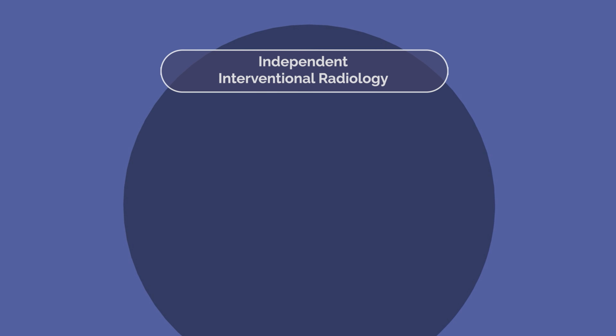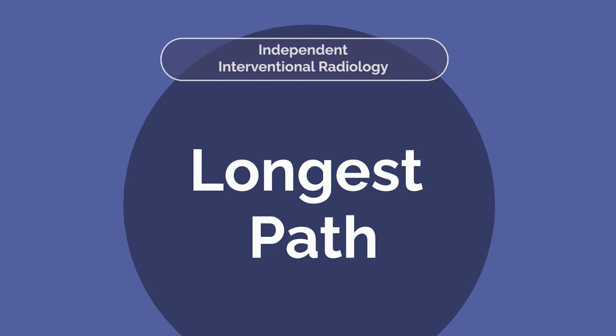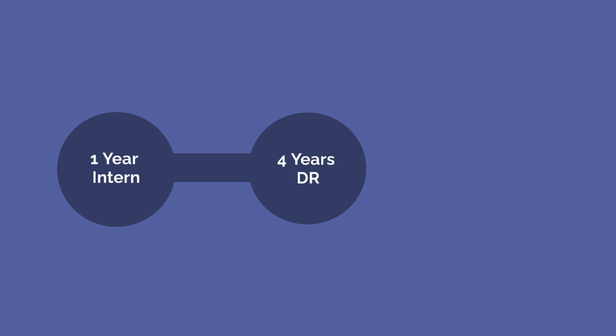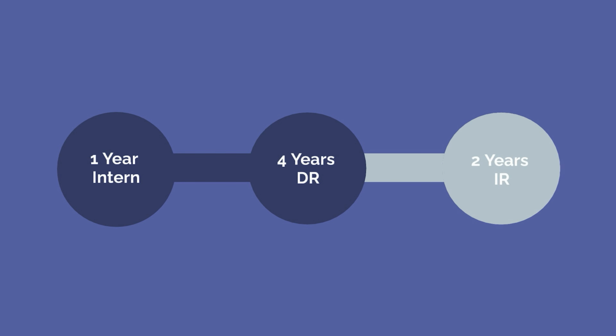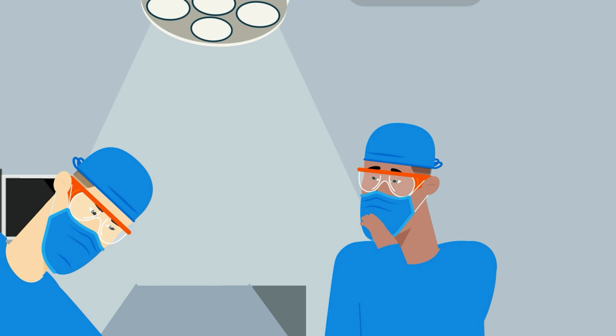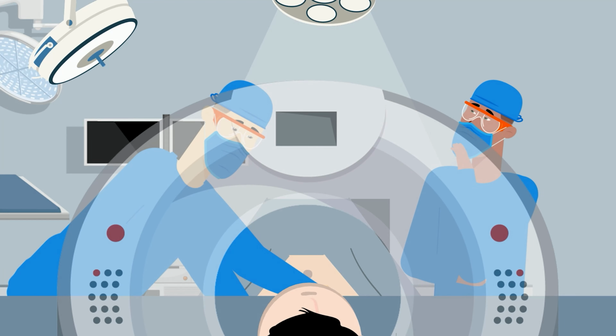Last is the independent IR residency, which takes the longest at 7 years. This training includes 1 intern year, 4 years of DR, and 2 years of a separate IR fellowship. This path is usually taken by DR residents who realize late in residency that they want to do IR. Therefore, they need 2 years of fellowship training in order to complete the necessary IR procedure volume.